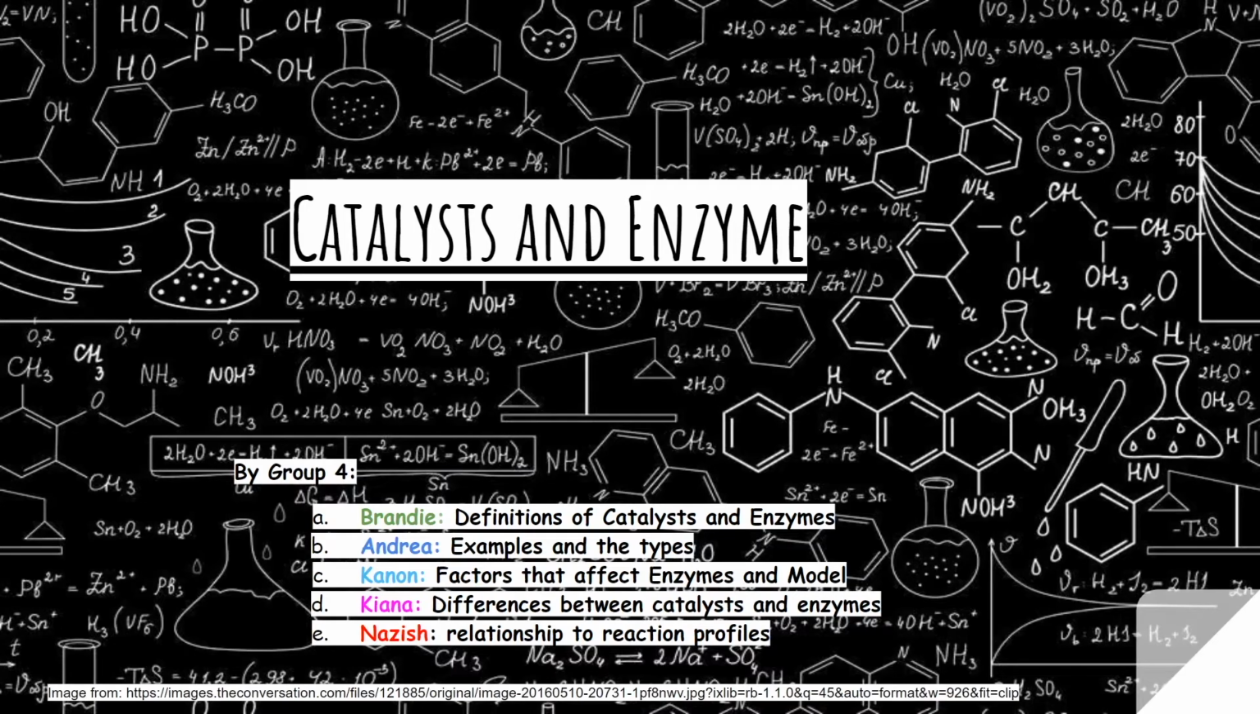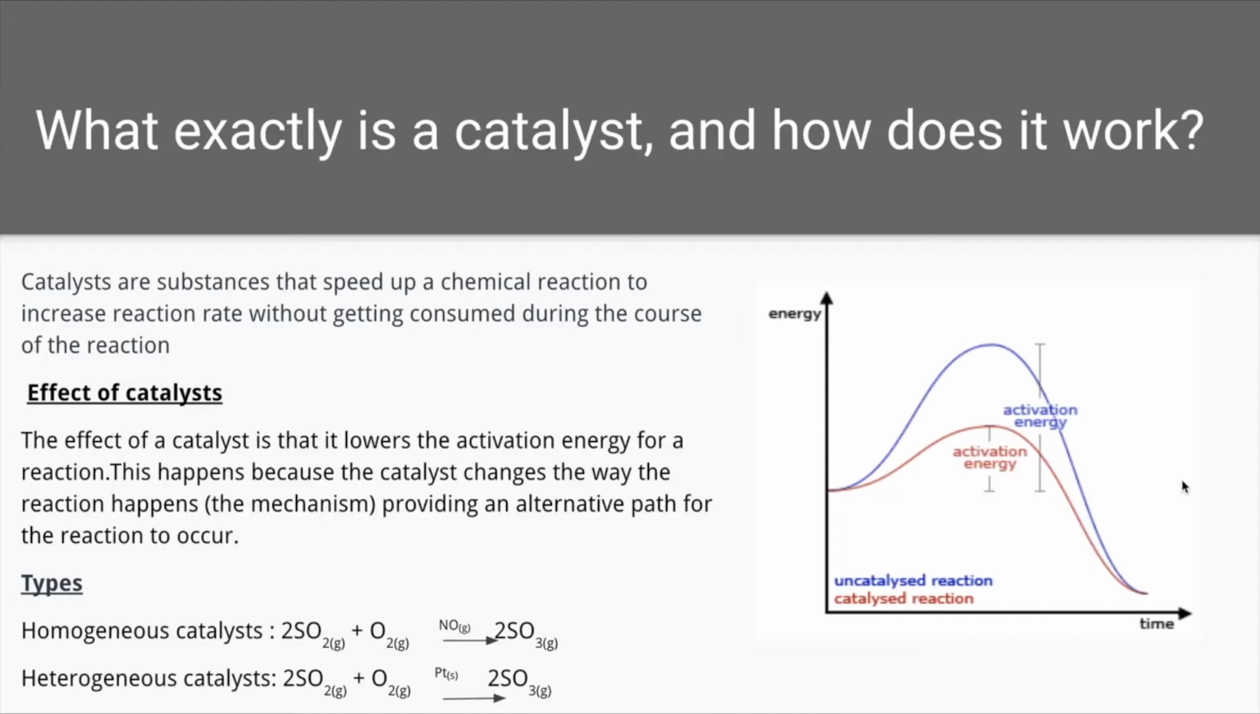Catalysts and enzymes. What exactly is a catalyst and how does it work? A catalyst is a substance that speeds up a chemical reaction to increase the reaction rate without getting consumed during the course of the reaction. We use catalysts to speed up the rate of a reaction, and because they're not consumed during the process, we can use them over and over again.